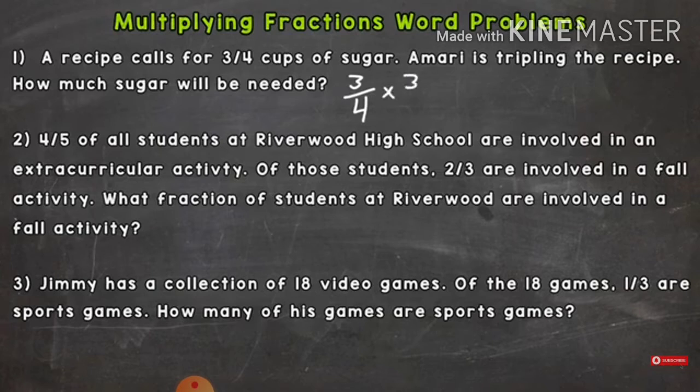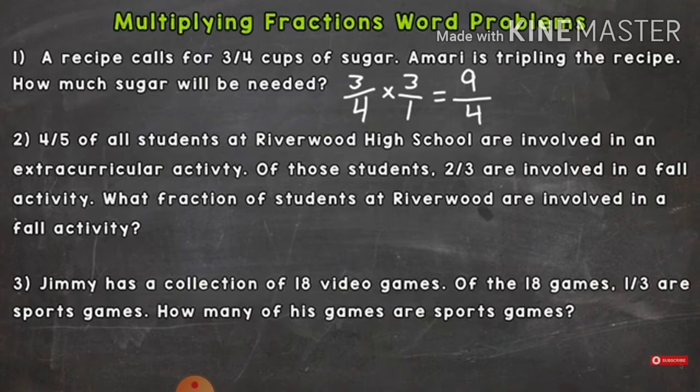And I'm going to put my whole 3 over 1. That way I have a numerator and a denominator. A whole number over 1 as a fraction is still worth that whole number. I'm not changing the value of the 3. Again, I'm just giving it a top and a bottom. That way I can multiply these fractions straight across. So 3 times 3 is 9, and 4 times 1 is 4.